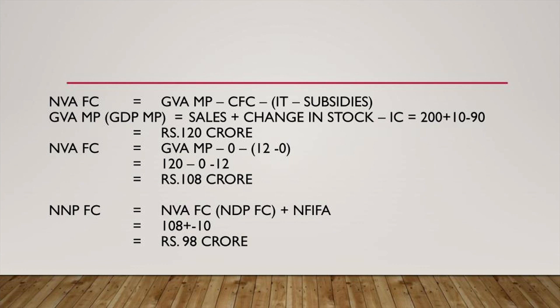After finding NVAFC, you have to find national income, that is NNPFC. Either you can directly convert NVAFC to national income, or you may convert GVAMP into national income. NVAFC is similar to NDPFC, which is domestic income. So NNPFC national income is equal to NVAFC plus net factor income from abroad, that is 108 plus minus 10. And the value of national income will be rupees 98 crores. Also note that in this question, subsidies are also not given. So for those items which are not given, you have to assume it as 0.